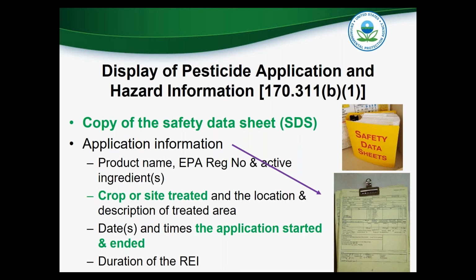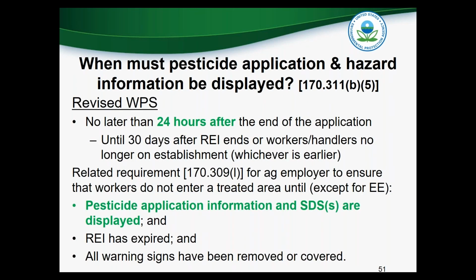Next slide. Okay, when must the pesticide application and hazard information be displayed? No later than 24 hours after the end of the application and remain up 30 days after the RAI ends, or at least until no workers or handlers are on the establishment, whichever is earlier. The ag employer must ensure that workers do not enter the treated area until the application information and SDSs are actually displayed, the RAI has expired, and all warning signs have been removed or at least covered up. So workers cannot get in there until you cover up those signs or remove them.